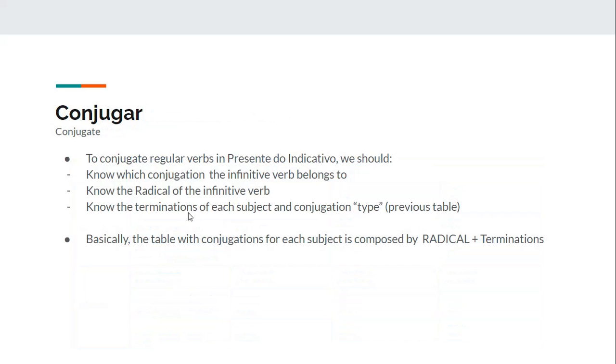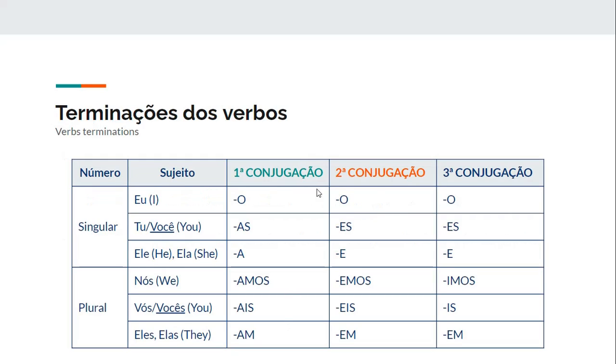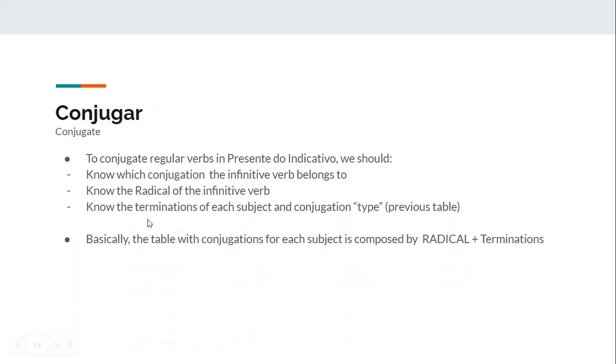So first, we need to know the termination of each subject and conjugation type. And by conjugation type, I mean, is it first, second, or third? And then, as you can see, for instance, taking a look at the first conjugation, they are different for each subject. So for I, we have o, for you, we have as, for she and he, a, we, amos, you all, ais, and they, am. So they are different, and we must pay attention to this. Just to summarize, basically the table with conjugations for each subject is composed of radical plus terminations.